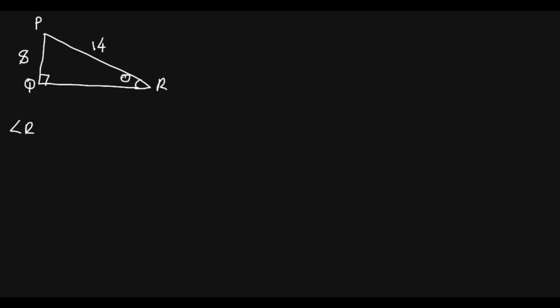So let's put theta. Okay, now after denoting this, we need to identify which distance is opposite. So our opposite distance is 8. Our adjacent is this one. Then our hypotenuse is 14. Then from there we need to choose which one from the three trig ratios can be applied to find a given angle.